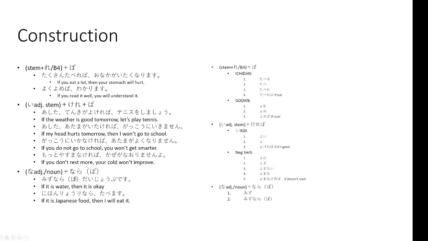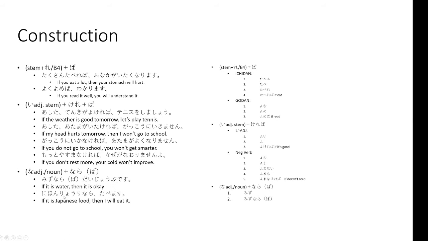Which is why we can say both, like is written in this first example. If it is water, then it is okay. Mizu nara daijoubu desu. And mizu naraba daijoubu desu. Both of those mean the same thing and are both okay to use. My personal opinion, I believe that adding a ba to nara has a more polite impression. So if I said mizu naraba daijoubu desu, a little bit more polite.